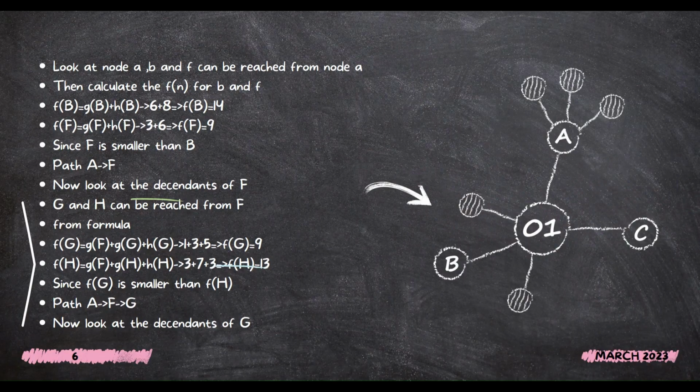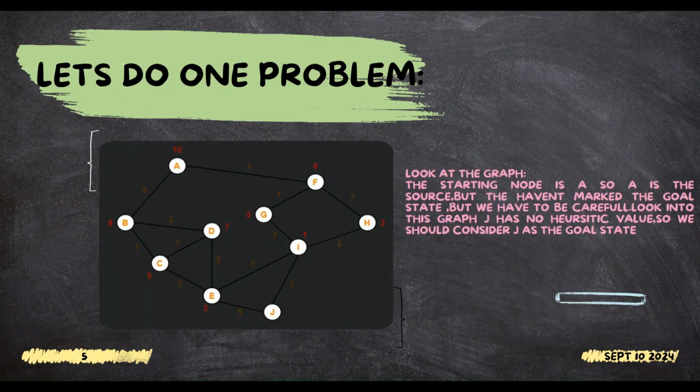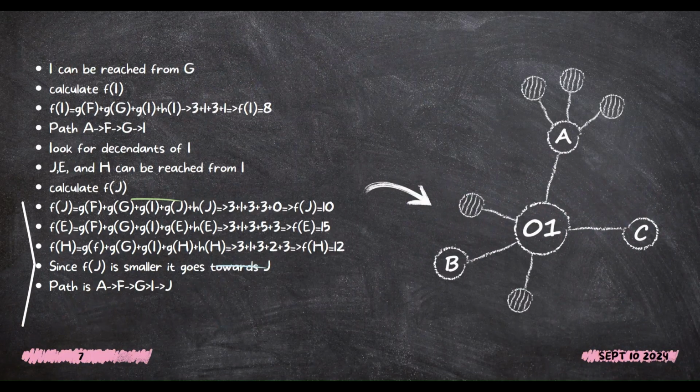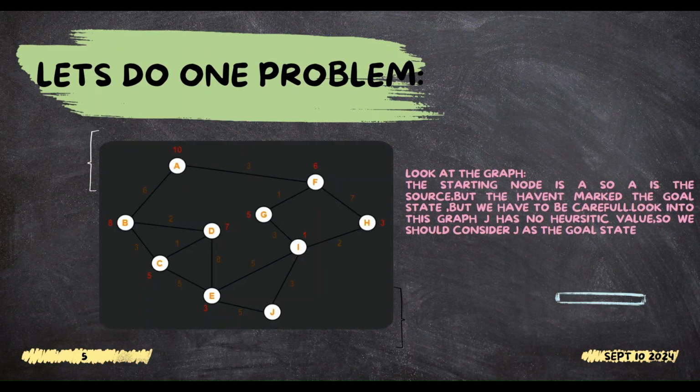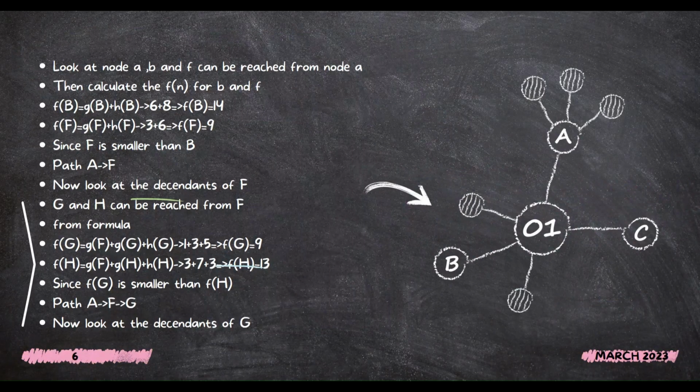Since f(G) is smaller, I take G's descendants, and the path now is A to F to G. The descendant of G is only I. When I calculate f(I), I get 8. So the path would be A, F, G, and I. Now I look at the descendants of I. The descendants of I are E, J, and H, so I calculate f(E), f(J), and f(H).